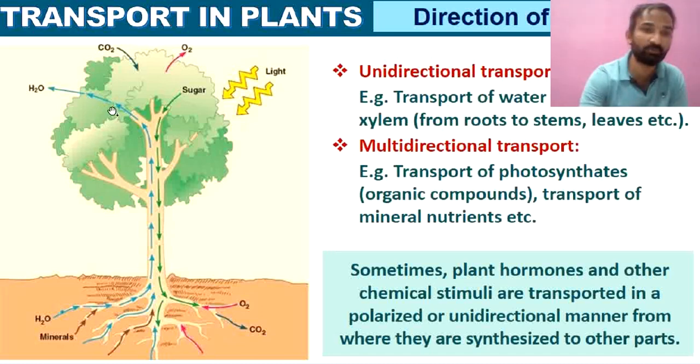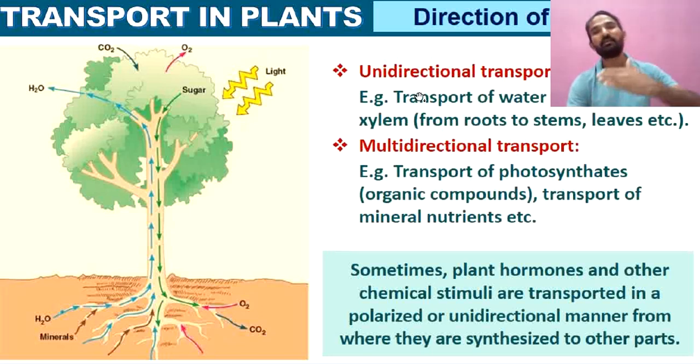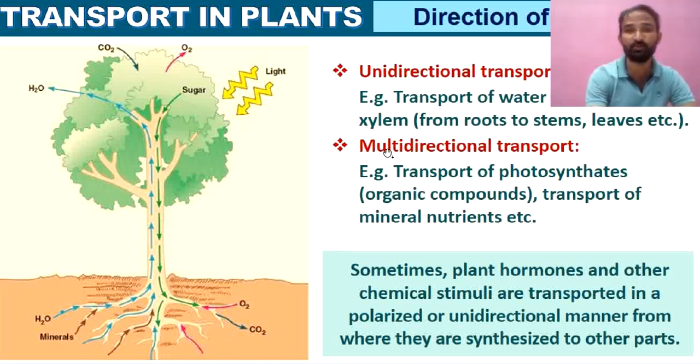If there is excess water, it is transpired through stomata, and finally reaches the environment. Here the movement of the water is only in a single direction, that is root to shoot, shoot to leaves, leaves to the external environment. So the transport of water and minerals in the xylem is called unidirectional transport, which means the water and mineral molecules move from root to shoot and shoot to leaves, etc. Now coming to the second transport, that is multi-directional transport.